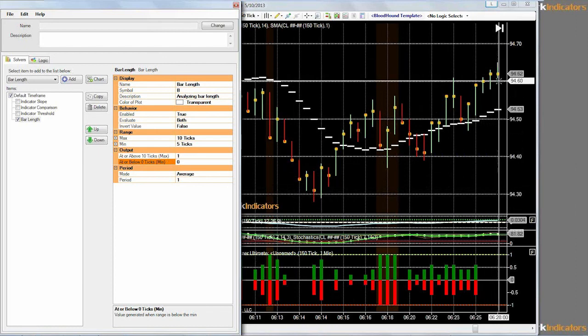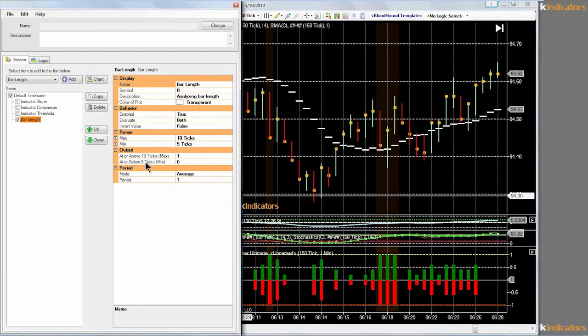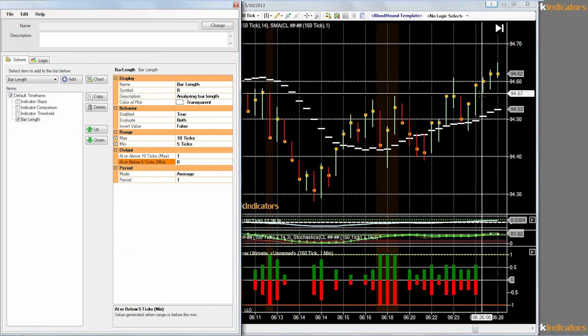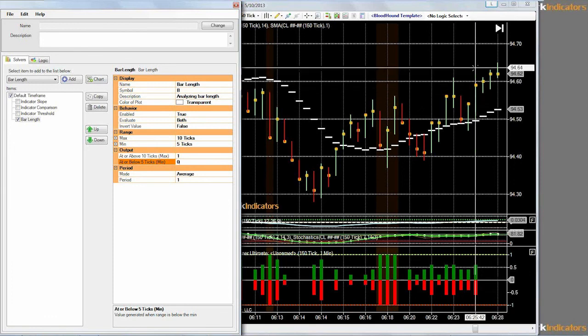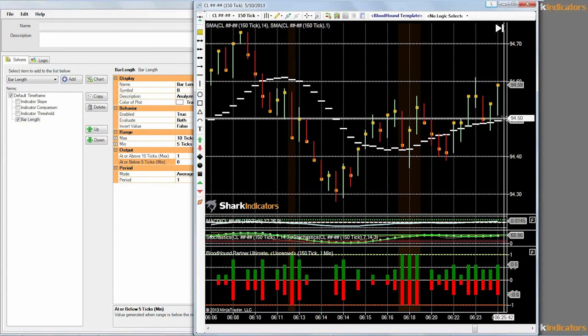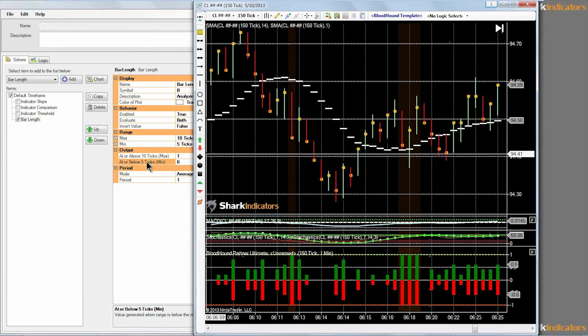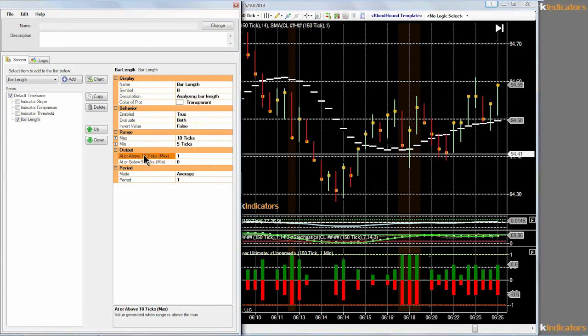And so now we can see this bar here, which was 4 ticks, there is no output. So it's less than 5 ticks, right? So anything, oh, let me click over here. So when we're at or below 5 ticks, there's not going to be any output. So I can see all of these bars here probably are 4 ticks long. And then we get to this bar, which is 8 ticks long, and we can see our solver's output is at 60%. So 8 ticks is 60% between 5 and 10.